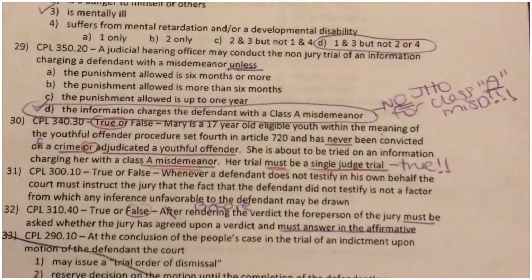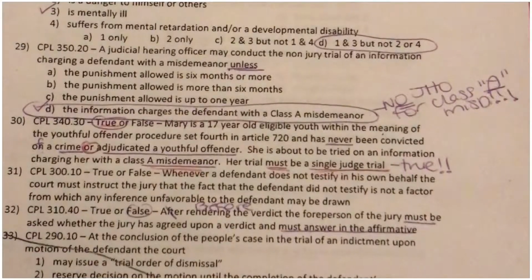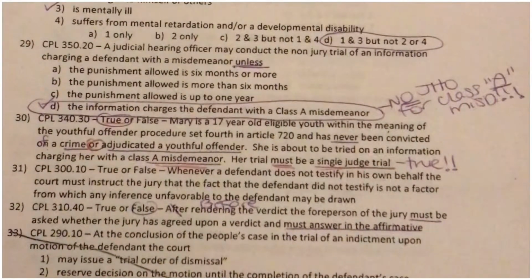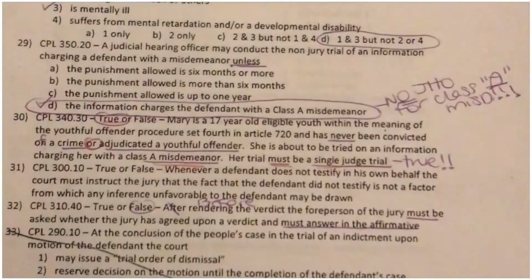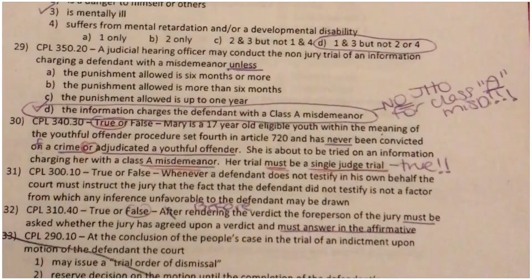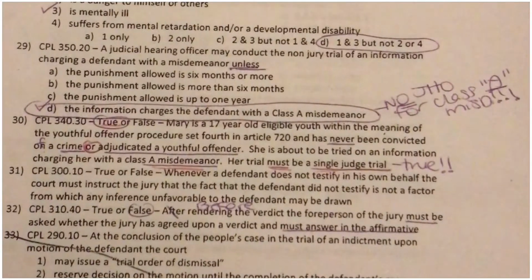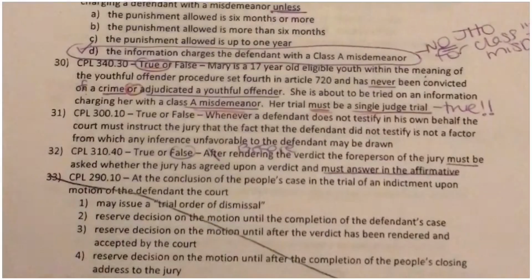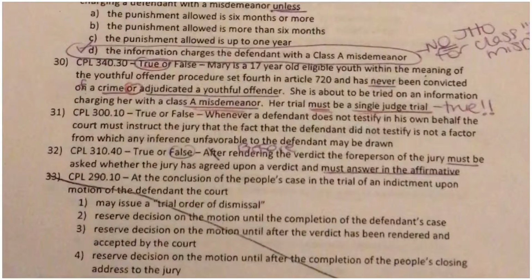29, a judicial hearing officer, also known as a JHO, may conduct a non-jury trial of an information charging defendant with a misdemeanor unless the information charges defendant with a Class A misdemeanor. Okay, so answer D.